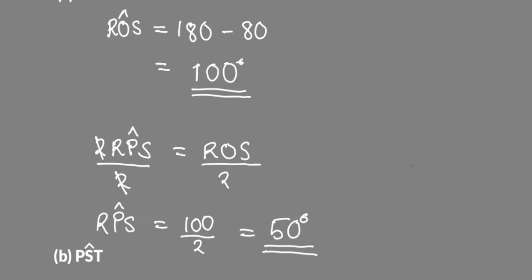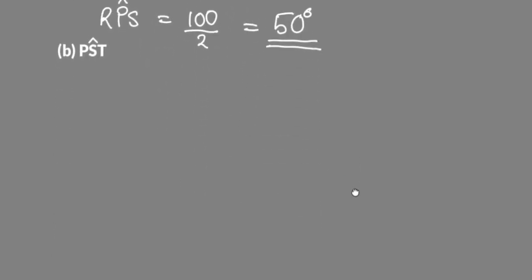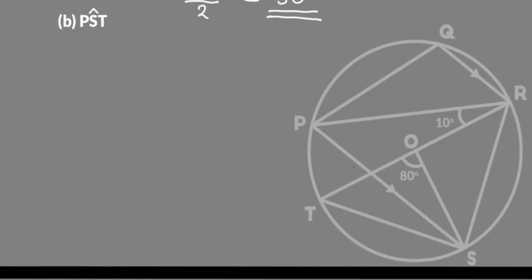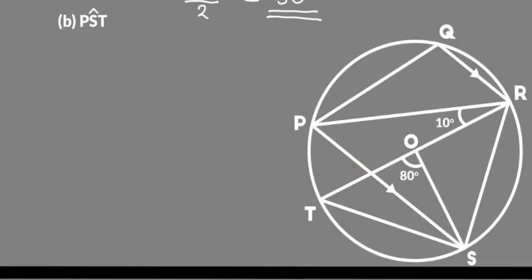The next question asks us to find the angle PST. If we look in our diagram, angle PST is in the segment with angle PRT. Therefore, we can confidently say that angle PST is equal to the angle PRT, because these angles are in the same segment. And from the diagram, we can see that PRT is 10 degrees, therefore PST is going to be 10 degrees also.